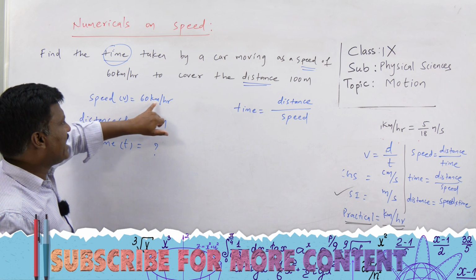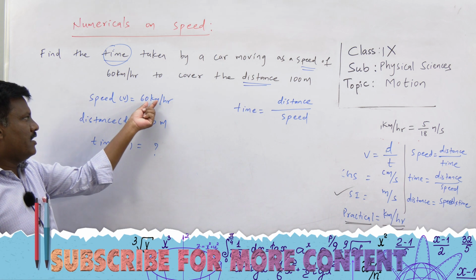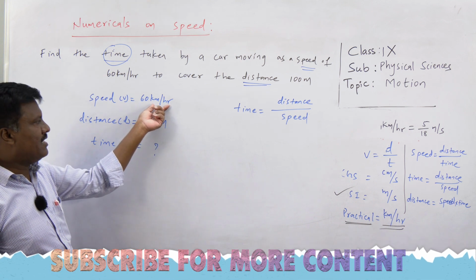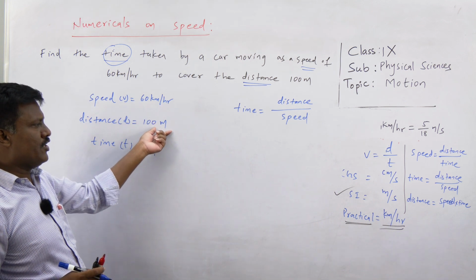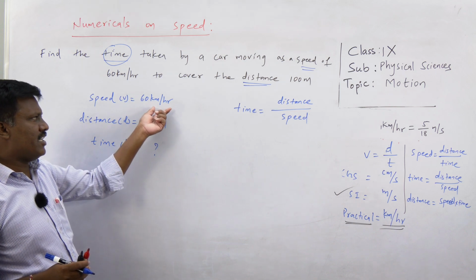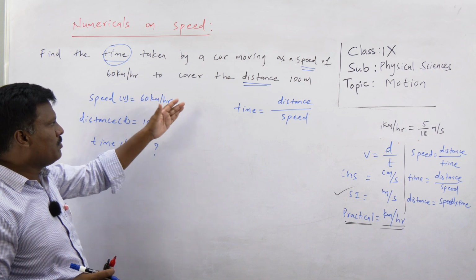The speed is given in kilometer per hour. Distance is given in meters. This refers to kilometer and this refers to meter. This is not the SI unit. This is the practical unit. This is the SI unit. Meter is an SI unit, but kilometer per hour is not an SI unit. Okay, we have to convert this kilometer per hour into meter per second.